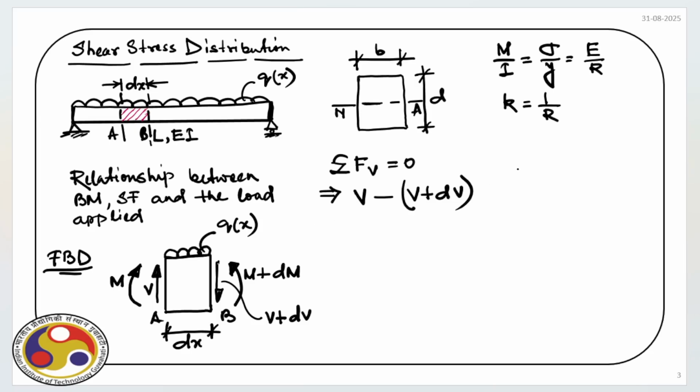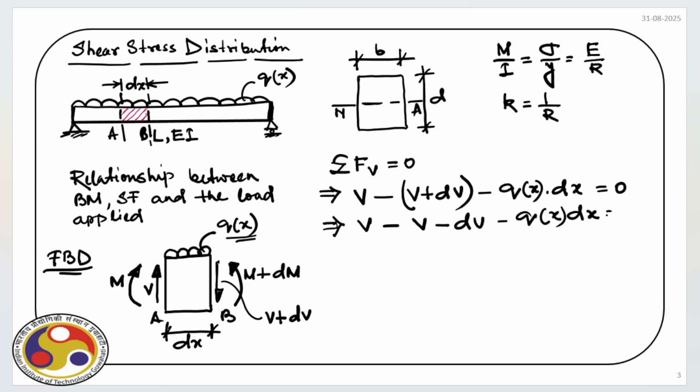And then there is another force. At the top of the beam, we have the UDL of intensity q(x) acting downward. And for that, the net force is q(x) times dx, that is the intensity of the UDL acting over a length dx. Now this is equal to 0. Obviously, if we open the bracket, then this V will get cancelled. So let us write it down. V minus V, then minus dV, and then minus q of x times dx, which is equal to 0.